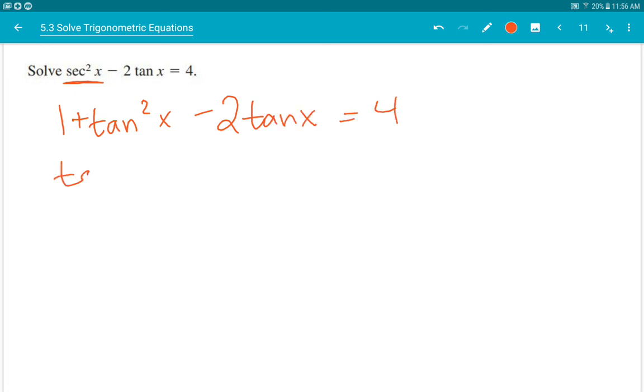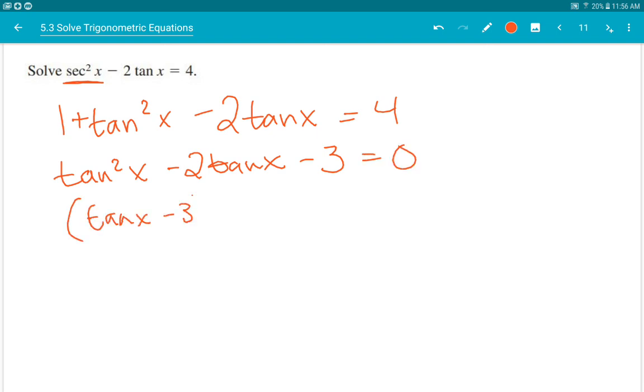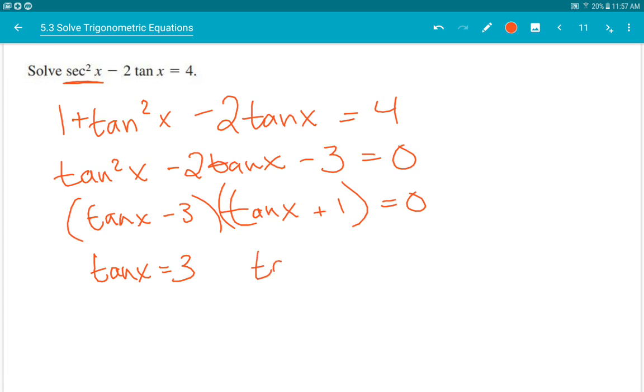So I get tangent squared x minus 2 tangent x. And if I move everything to one side here, I'm going to get a minus 3. Let's factor that. I get tangent x minus 3 times tangent x plus 1. Okay, when we're going to set these equal to 0, we're going to get a solution here. So we're going to get tangent of x is equal to 3, and tangent of x is equal to -1.